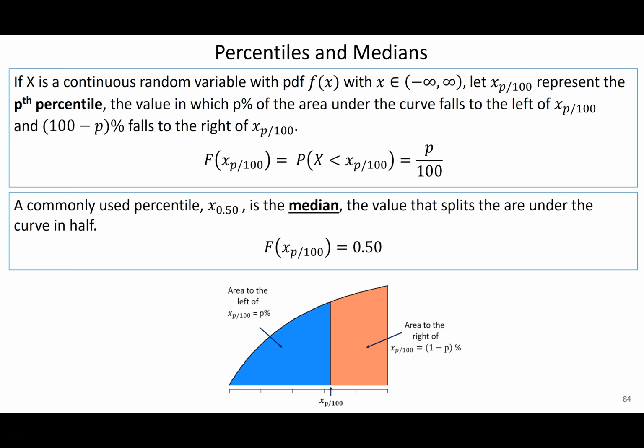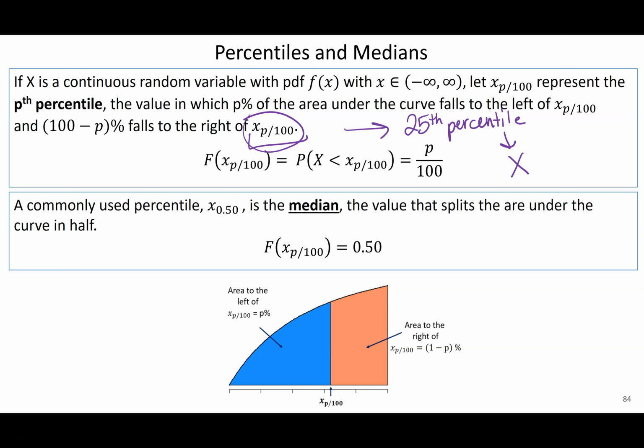So if I wanted, we're going to use that notation, x sub p over 100 a lot of times. So if I wanted to do the 25th percentile, that's a common one.